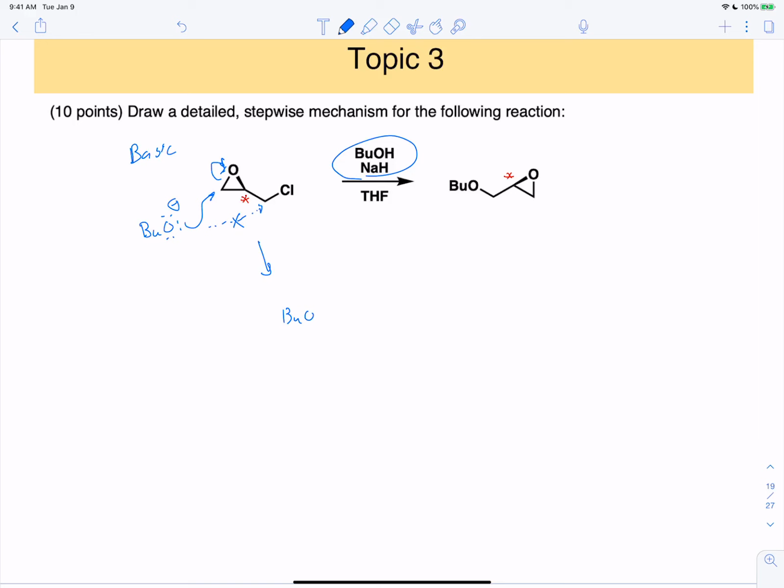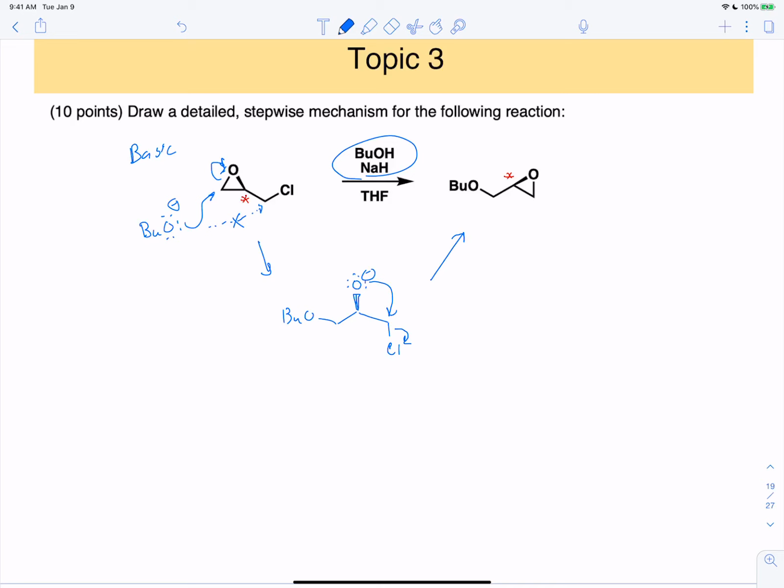So we're going to be able to have this butoxide make an intermediate alkoxide. And now we have this chloride available as a leaving group for the alkoxide anion. So this will allow us to make now a new epoxide at the end of the day.